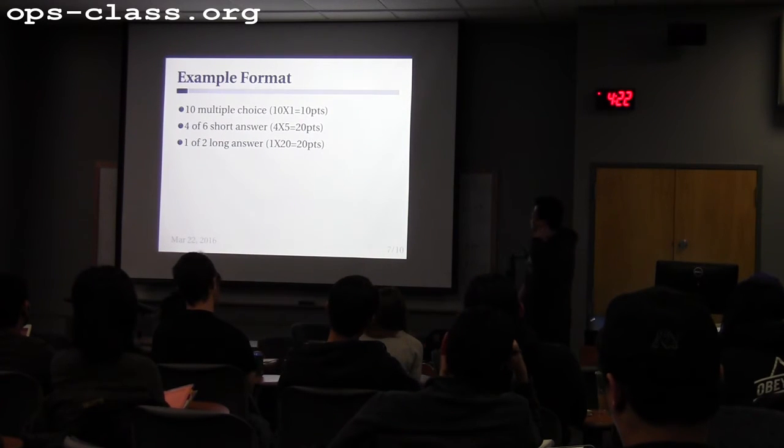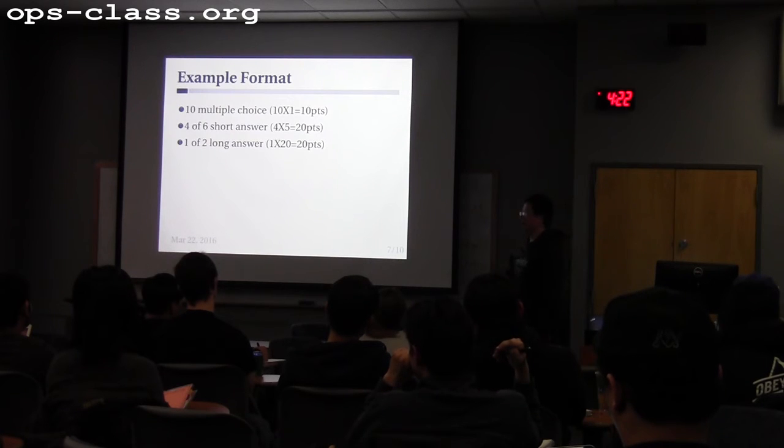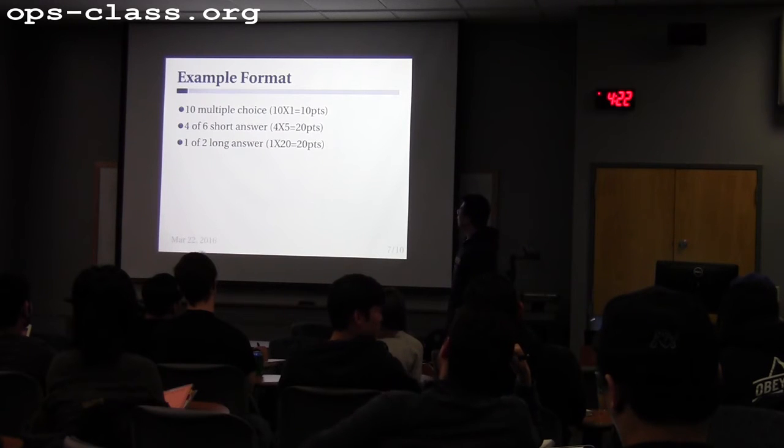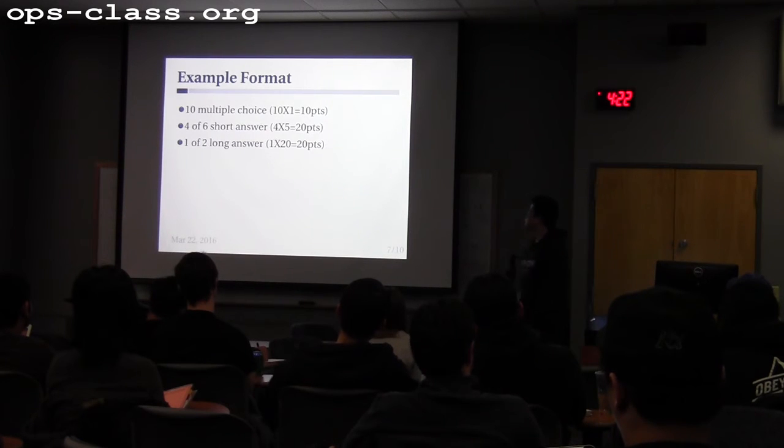And then you have six short answer questions in total. You need to choose four out of the six. You are free to choose whichever four. If you choose more than four, we'll grade all of them and take the four that have the highest scores. And finally, you have two long answer questions available. You need to choose one of them.